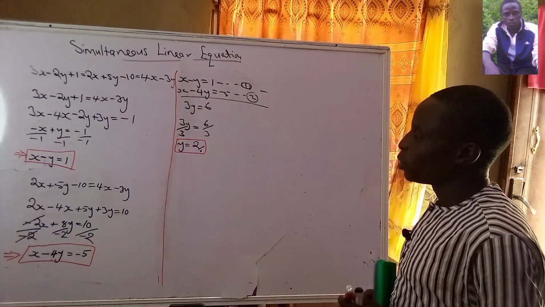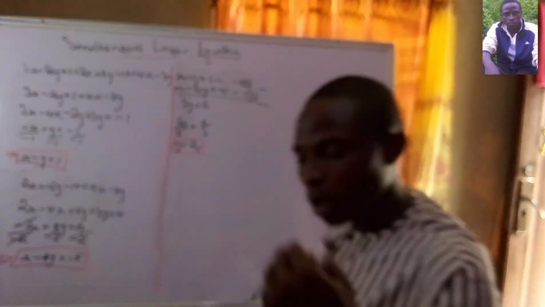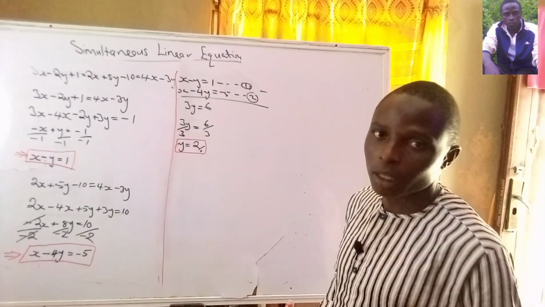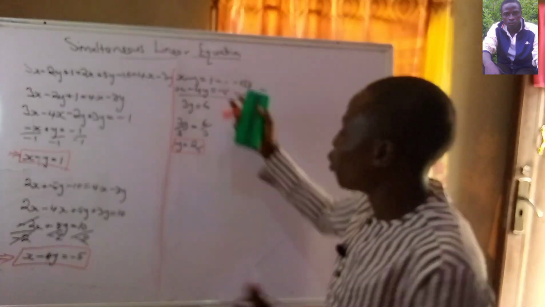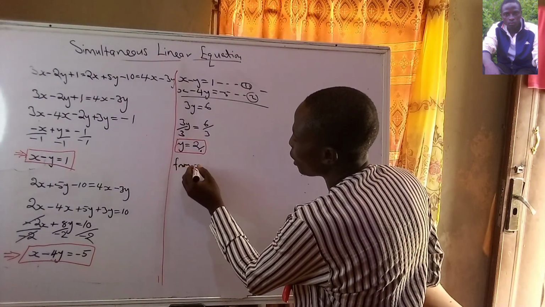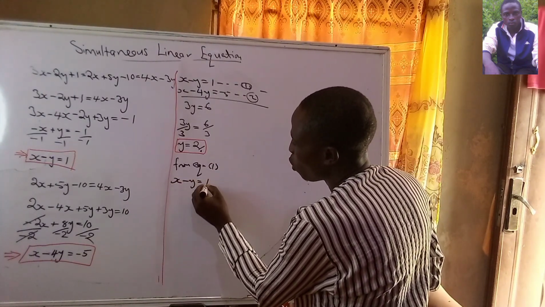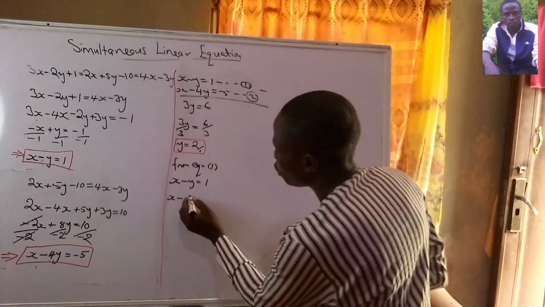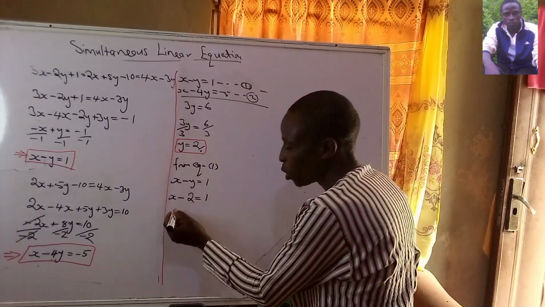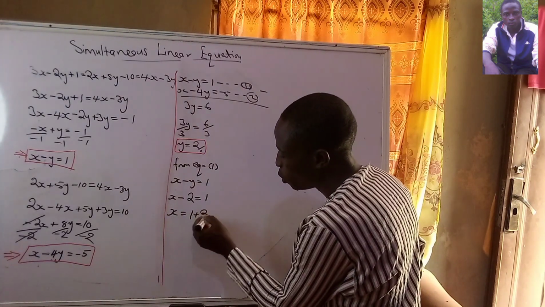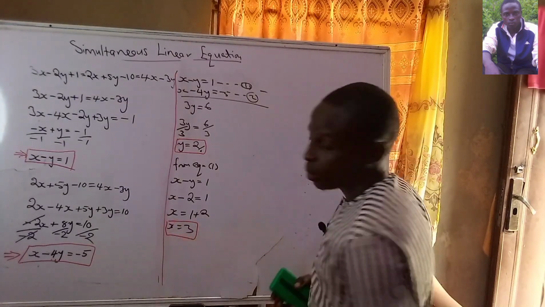Then what will I do to find the value of x? Since I also have x as an unknown, what I will do is to pick from either equation 1 or equation 2. Any one you pick will take you to the final answer. But for me, let me pick equation 1. From equation 1, x minus y is equal to 1. x minus, instead of putting y, you put 2, because our value of y is 2, is equal to 1. Then this 2 will have to cross this equality sign to become positive. x is equal to 1 plus 2. Then x is equal to 3. This is my value of x.